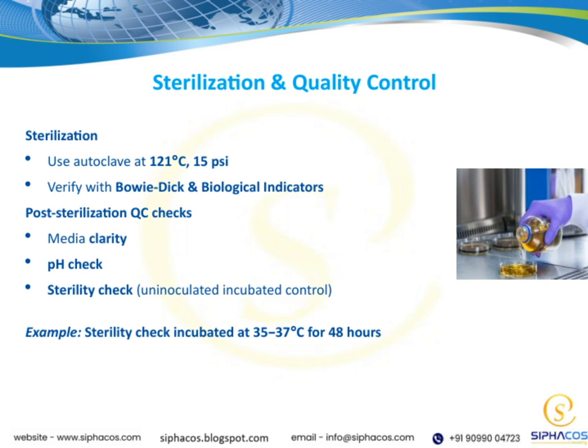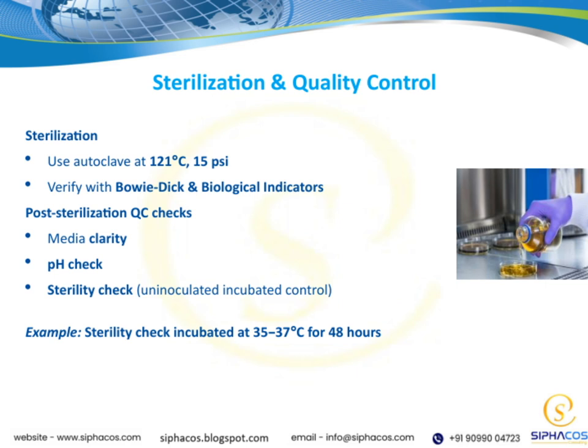The Bowie-Dick test checks for proper air removal and steam penetration, ensuring the sterilizer is functioning correctly. Biological indicators contain spores that are resistant to sterilization. If they are killed, we know our process is effective. After sterilization, we conduct post-sterilization quality control checks. For example, we examine the clarity of the media, which should be transparent without any cloudiness or particulate matter.